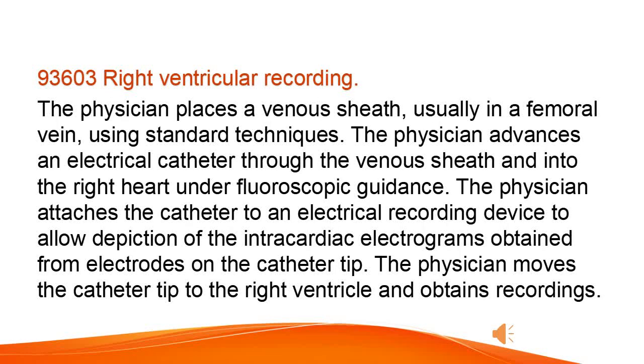Right ventricular recording. The physician places a venous sheath, usually in a femoral vein, using standard techniques. The physician advances an electrical catheter through the venous sheath and into the right heart under fluoroscopic guidance. The physician attaches the catheter to an electrical recording device to allow depiction of the intracardiac electrograms obtained from electrodes on the catheter tip. The physician moves the catheter tip to the right ventricle and obtains recordings.